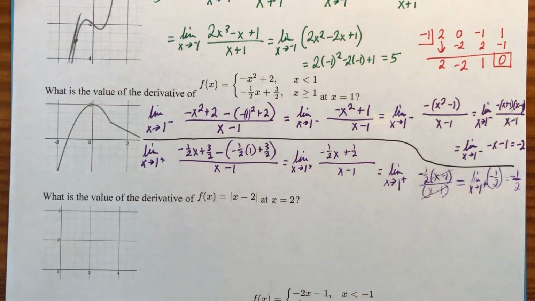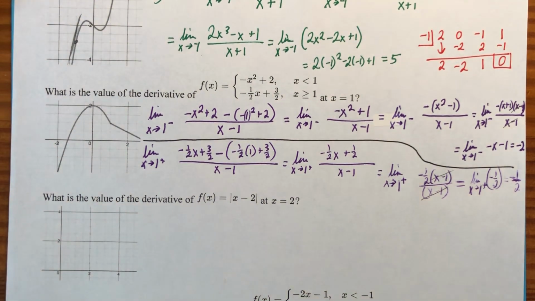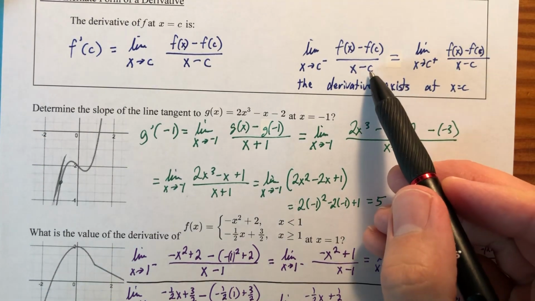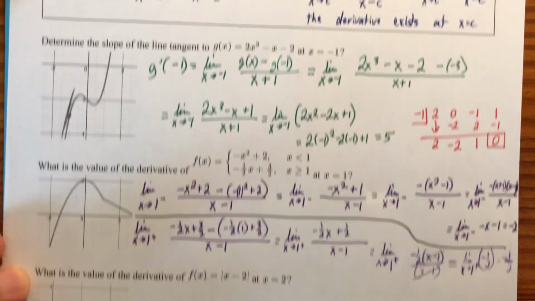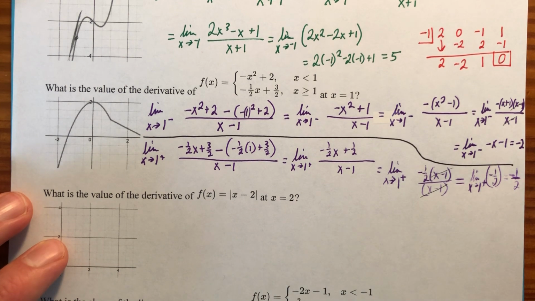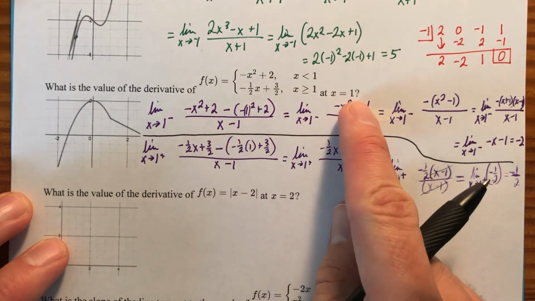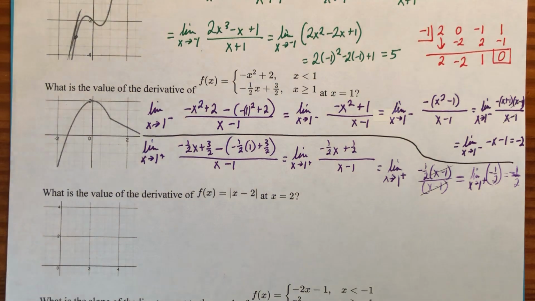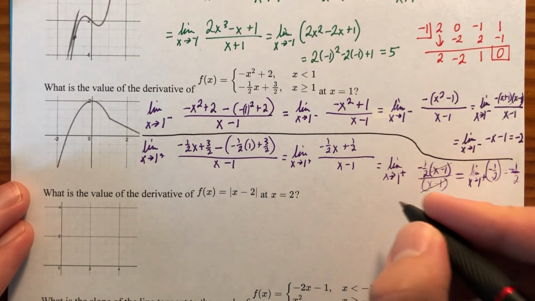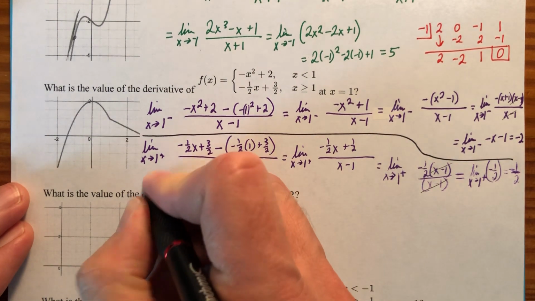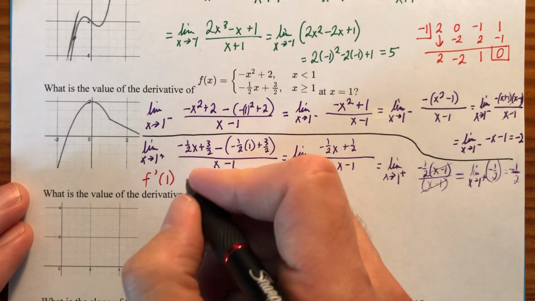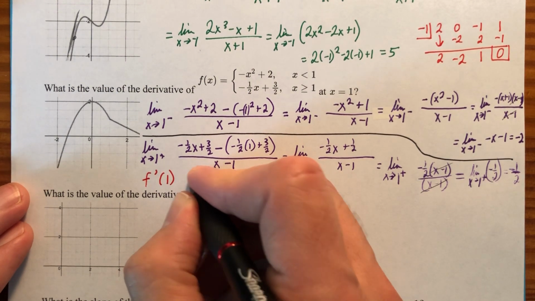Here's the problem. We have quite the situation here. We had a slope from the left that equaled negative 2, and a slope from the right that equaled negative 1/2, so therefore the value of the derivative does not exist. And I'm going to write that, not in purple, obviously, not that I'm bitter, in red. F prime of 1. The slope of this function at 1 is undefined.